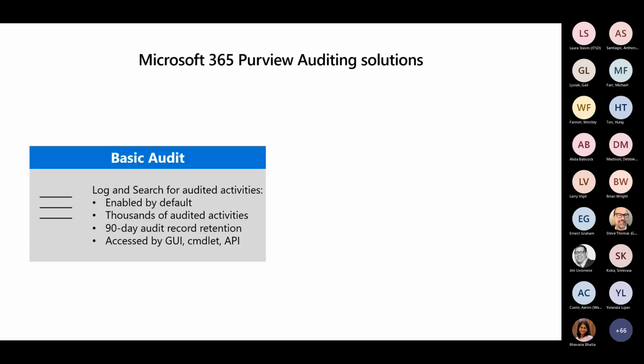Now, just to recap the Microsoft 365 Purview auditing solutions, we have Basic Audit, which gives you log and search for audit activities enabled by default, thousands of signals, thousands of audited activities. It's a 90-day audit record retention, and it's accessible by GUI. You can use PowerShell cmdlets to interface with it. And of course, it's also got an API.